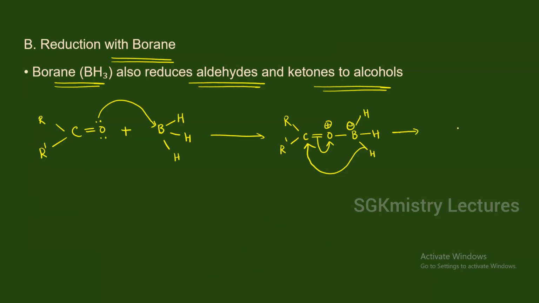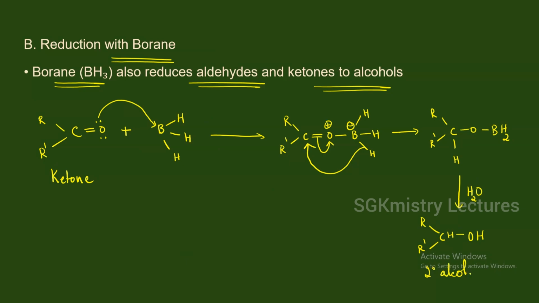So now what is going to happen? Carbon, already the R and R dash groups are there. Since this bond is attacking here, the hydrogen is attached to the carbon now. This double bond becomes a single bond, and here it is BH2. Now on hydrolysis, we know that the second step is hydrolysis, right? So H2O. Now what is going to happen? R, C, R dash, H is already there, which is attached to carbon, and now here you're going to get OH. So you're going to get the alcohol. This is the ketone, so from ketone you're going to get the secondary alcohol.